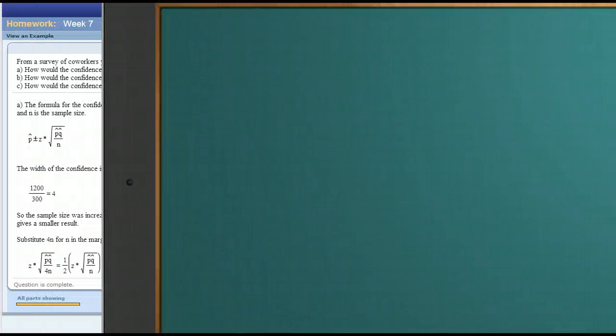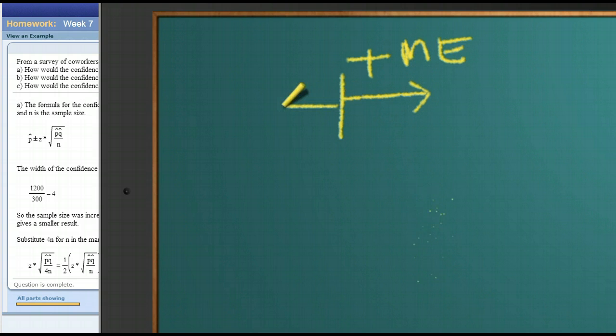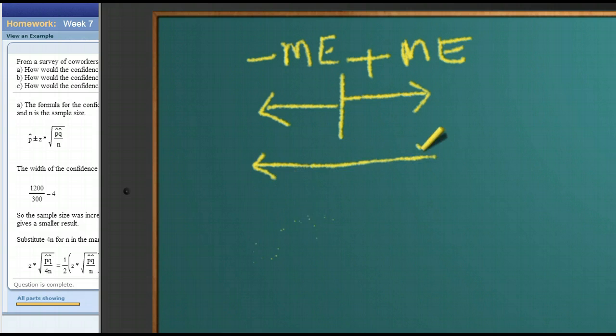So let's just look at that mathematically. If this is our estimate, then our confidence interval is going to be, on this side you're going to add the margin of error, so that's plus your margin of error, and then on this side you are going to subtract your margin of error, so that your confidence interval is going to be this whole range here.